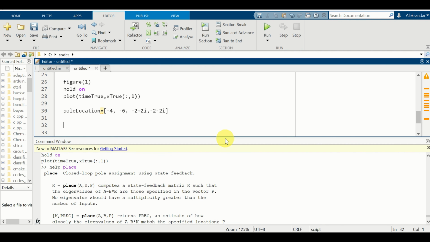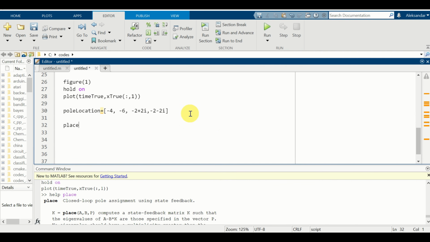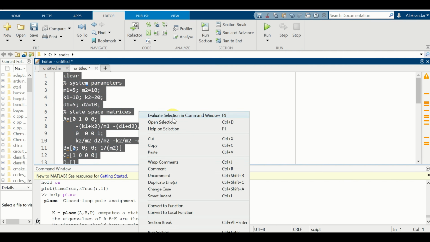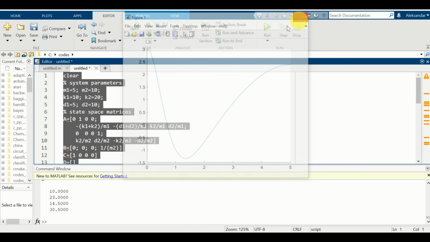We'll type over here the following. Place. And watch out over here. As we explained previously, instead of A, we need to type A transpose. Instead of B, we need to type C transpose. And over here, we need to specify pole location. This function, as explained previously, will not return L. The function will return L transpose. Then, after computing L transpose, L will be equal simply to L transpose, transpose. And that's it. Okay, so let's run this piece of code and let's investigate and see the result.